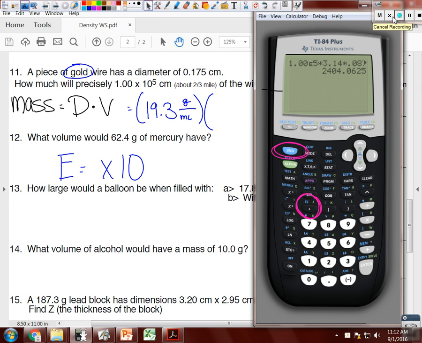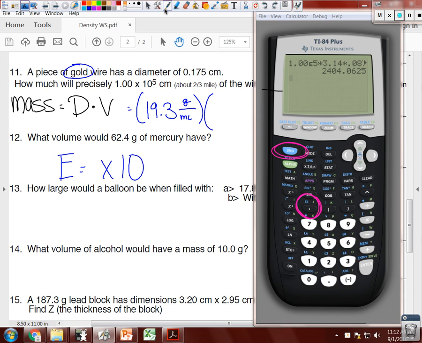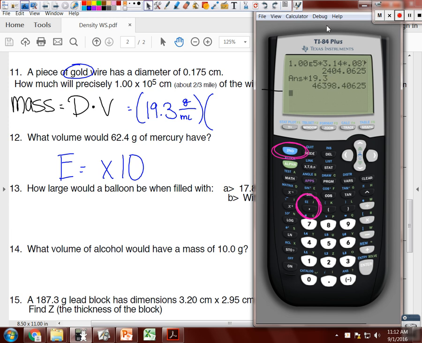My bad. All right, so what we now need to do is I'm going to leave this number in here as it is. If you want to write it down as 2404, that's fine. But what do we now do with the volume to find the mass? Multiply it by what? Times 19.3, and it equals that right there. So you should get 46,398.40652.